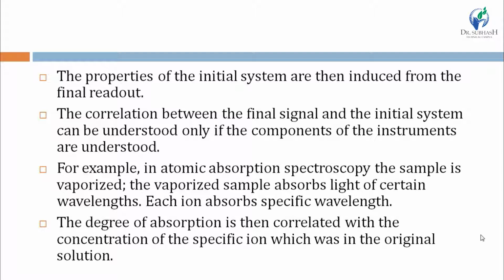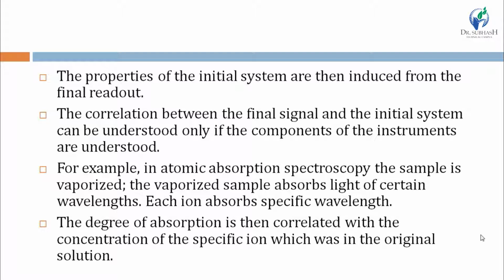If you want to understand this correlation between the final signal and the initial system, first we have to understand the components of the instruments. After understanding the functions and principles of the components of that specific instrument with which we are performing our analytical procedure, right? Then only we can correlate the final signal and our initial system, because what information the final signal gives about our initial system, or can say chemical system or sample, we can understand only if we have an understanding of the components of the instruments.